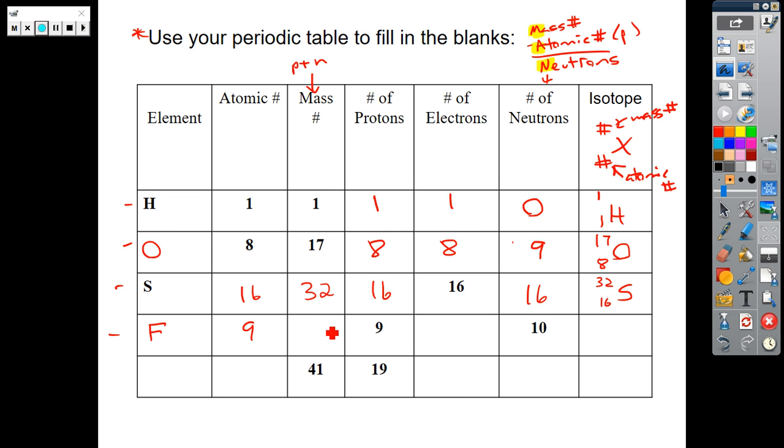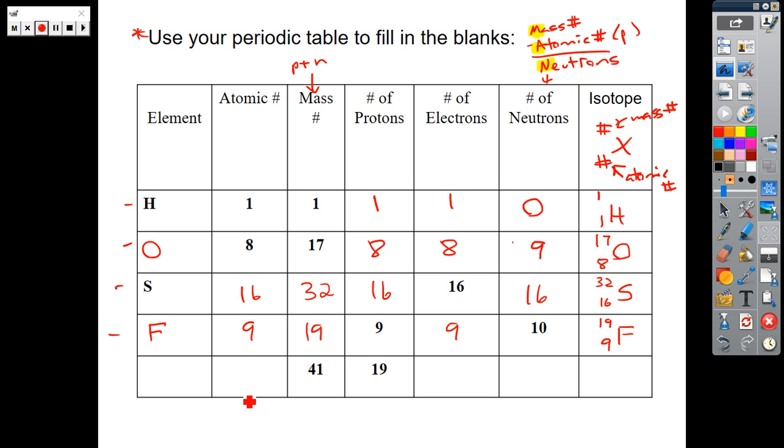Now the mass number, by definition, is the protons and neutrons added together, and we actually know both of those pieces of information this time. So the mass number is 9 protons plus 10 neutrons, which is 19. The number of electrons, if this is a neutral atom, would be the same as the number of protons, so that's 9. And the isotope notation would be fluorine with a mass number of 19 and an atomic number of 9. Just use the information you've already got there.